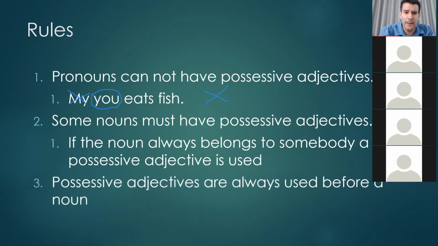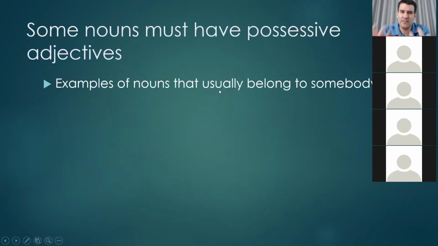But the third one, possessive adjectives are always used before the noun. So in Thai, you say it after the noun. But in English, you must say it before the noun. Okay? But number two, I will talk about more because some Thai students have trouble. So some nouns must have possessive adjectives. I will go through 4 of these situations that you must have a possessive adjective.